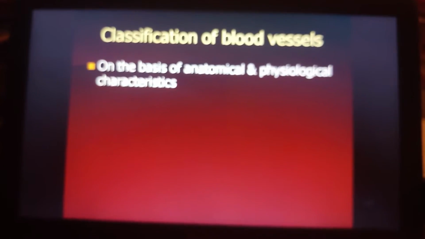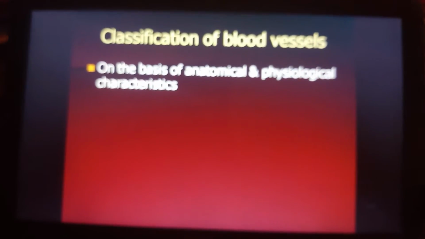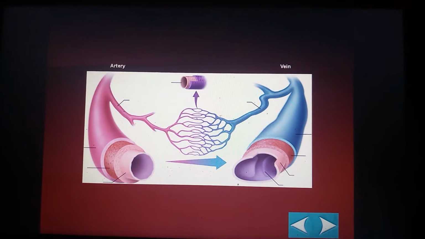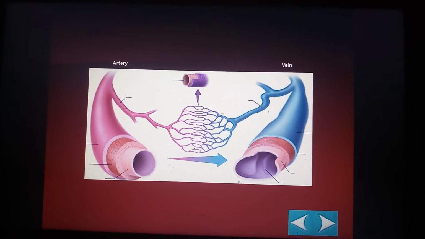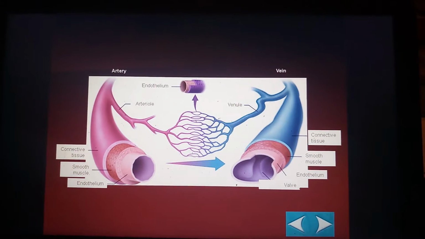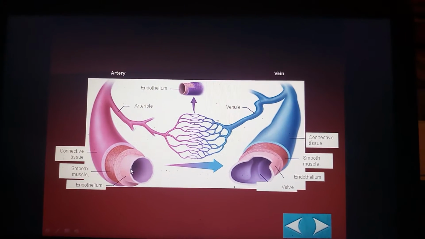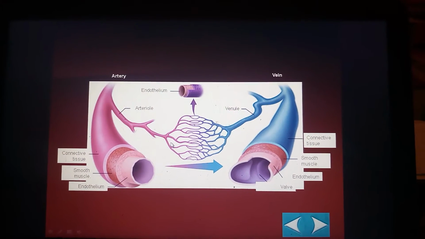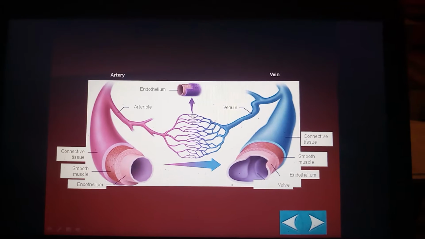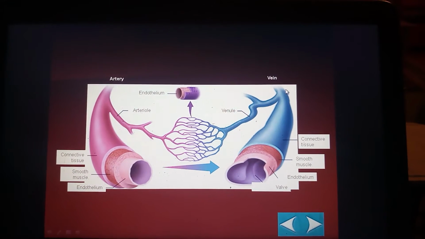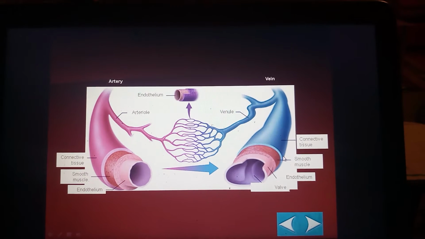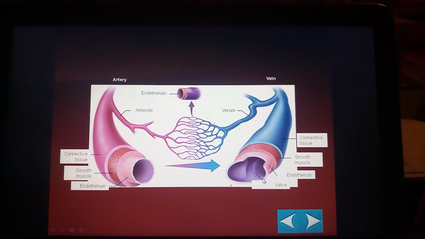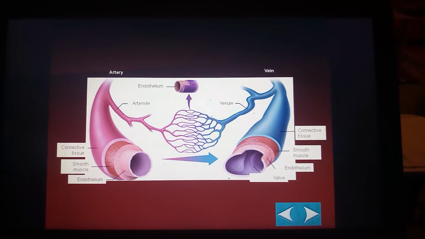Now we come to the classification of the blood vessels. On the basis of the anatomical and physiological characteristics, you can see here there are two types of main vessels, arteries and the veins. In arteries, you can see here this is the endothelium, which is covered by the smooth muscles, and this is the connective tissue. These arteries will divide into the bunch of capillaries, and they will again form the venule and the large vein, which also have the connective tissue, smooth muscle, endothelial lining, which forms the valve. Valves are only present in the veins.